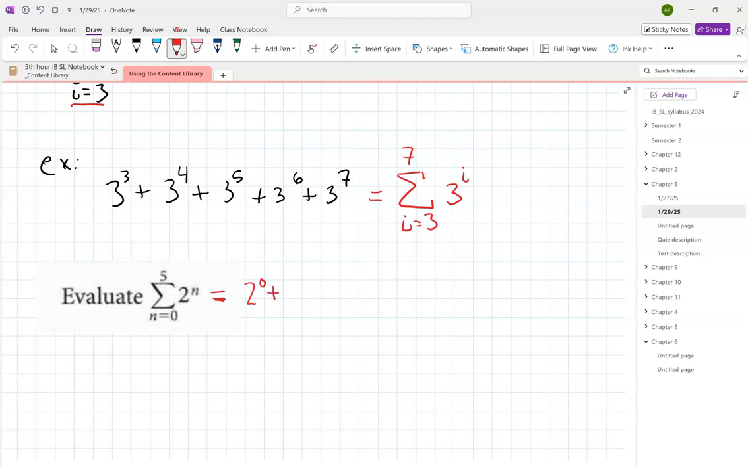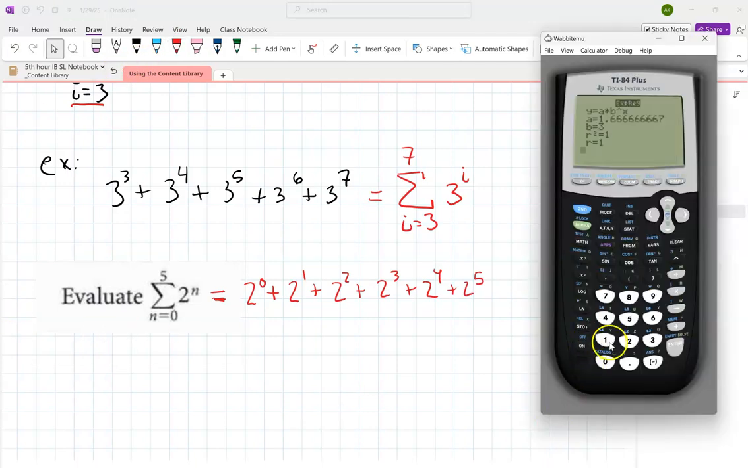2 to the 0. Great. That looks fantastic. So into my calculator I go, and this seems kind of annoying, right? I'm not going to write 2 to the first. I'm just going to write 2. Everybody's okay with that, I hope.